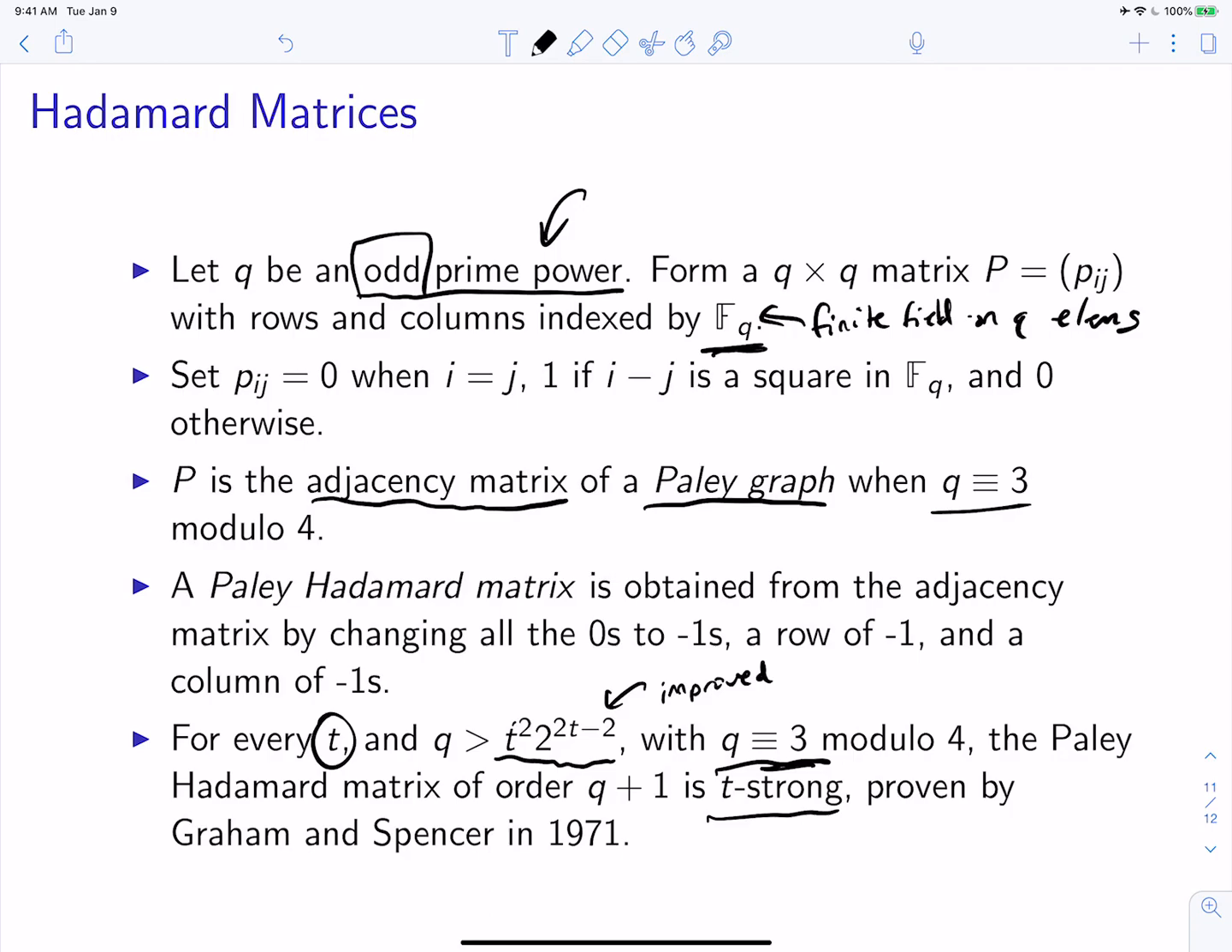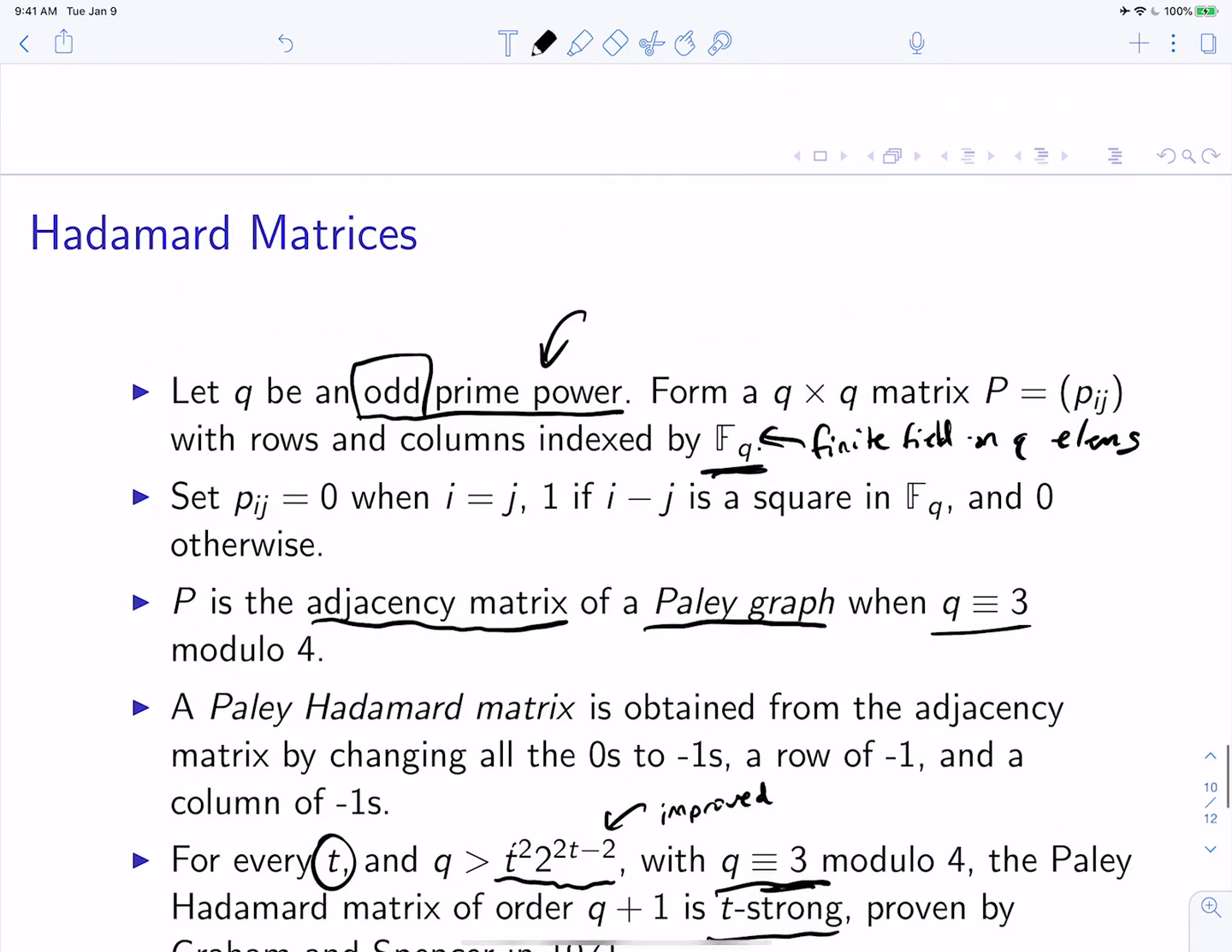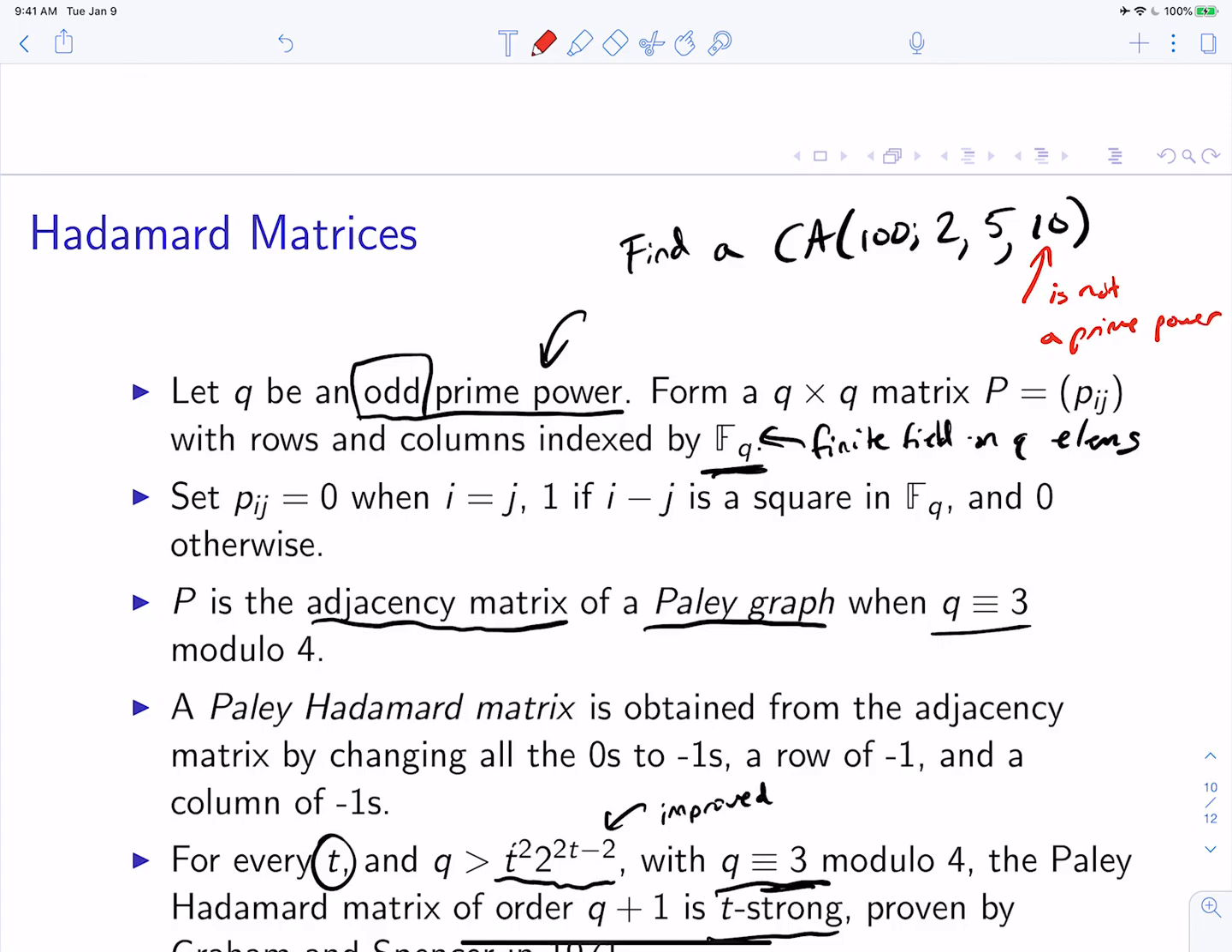When it's a prime power, you have all of these really nice properties, such as a finite field existing, which guarantees inverses, which means that you can actually show that certain interactions must appear. But if you don't have a prime power, then you can't guarantee that those properties exist anymore, which is why one of the projects that I've asked you to do is to find or show doesn't exist a covering array with 100 rows, strength 2, 5 columns, and 10 symbols. And why is this such a problem? Because 10 is not a prime power. So that's one of the reasons why it's so hard to find a covering array for these parameters.